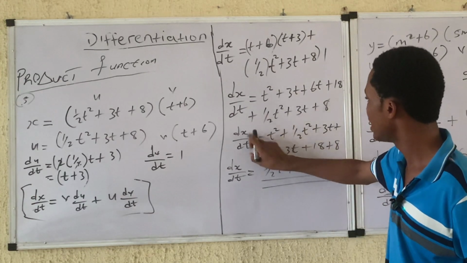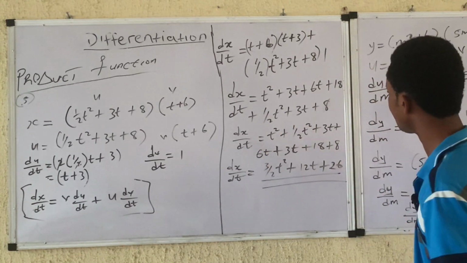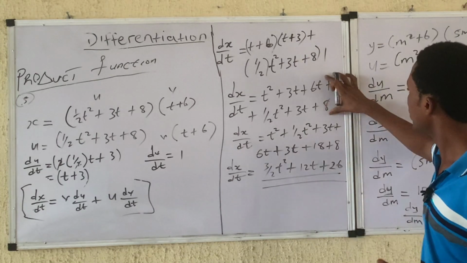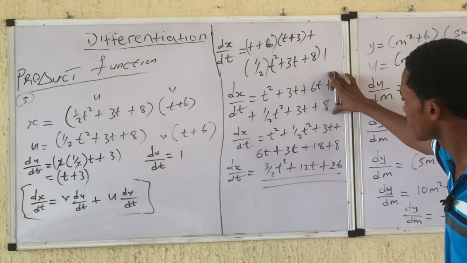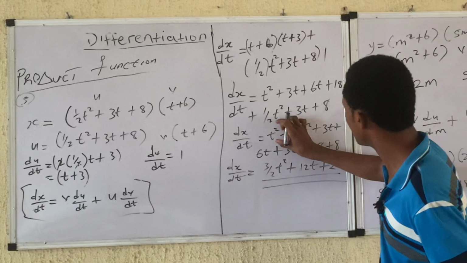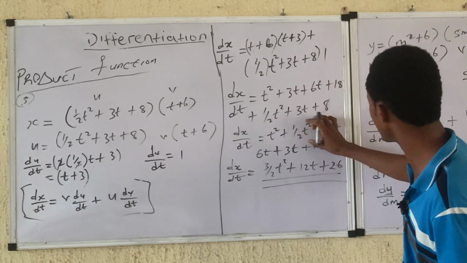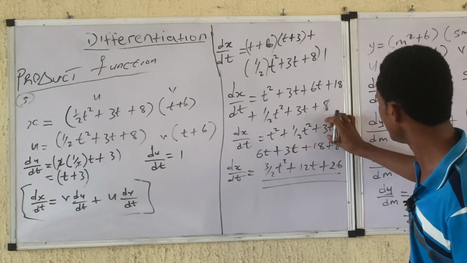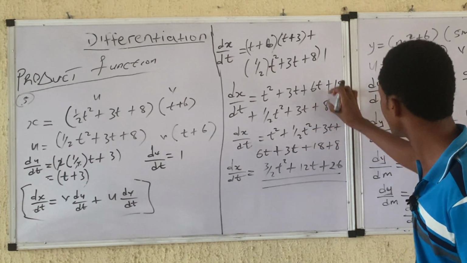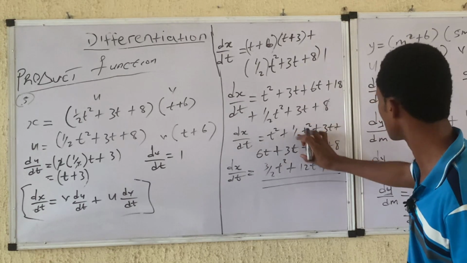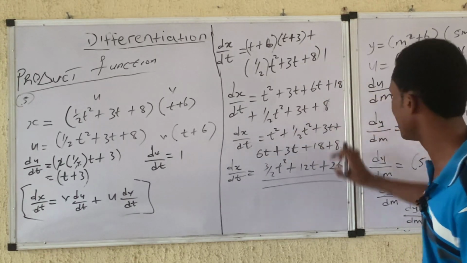Now, dx/dt equals, here we collect like terms. Now, we have the t squared, which is this one, plus half t squared, which is this one, the 3t, which is this one, we have the 6t, again we have the 3t, which is this one, we have the 18, and we have 8.